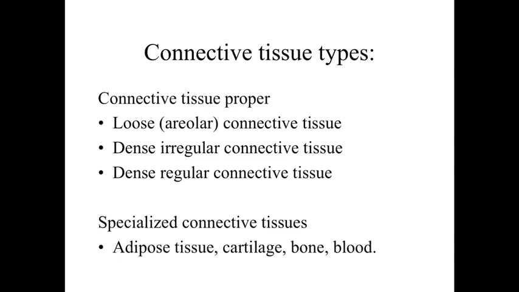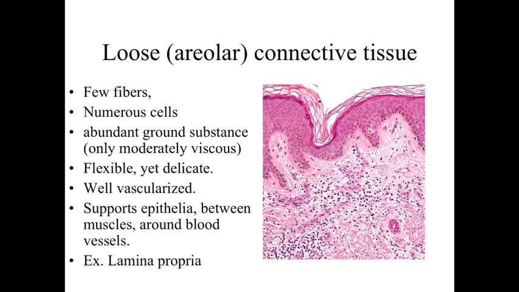There are also going to be some specialized connective tissues: adipose tissue like fat cells, cartilage and bone as examples of skeletal connective tissues, and we're also going to have blood. Blood is an example of a connective tissue because we've got the cells with extracellular material between them. In this case, in blood, we've got an extracellular fluid, the plasma of the blood.